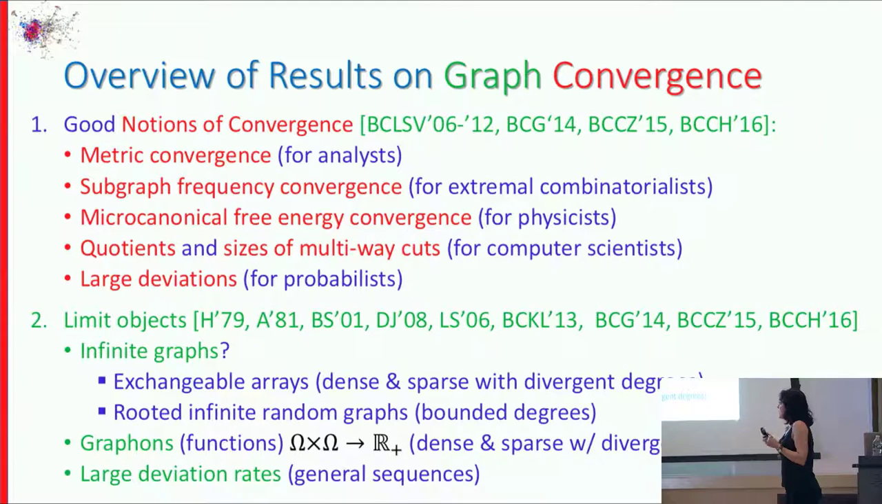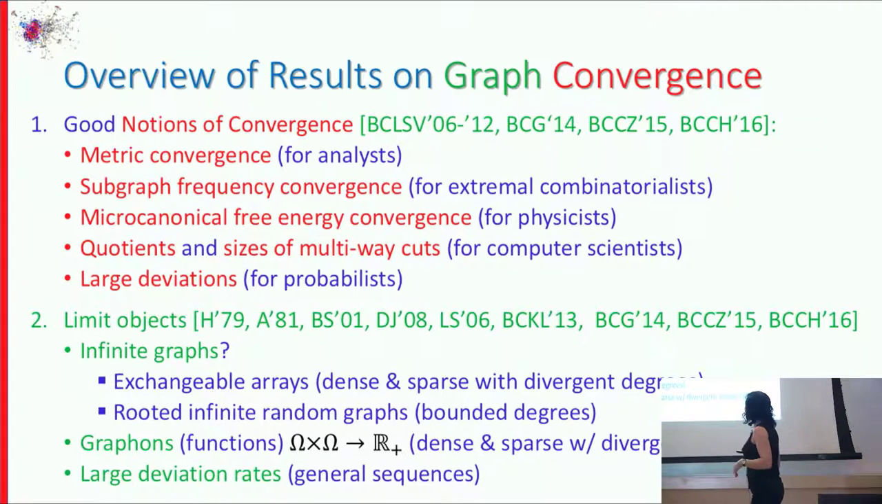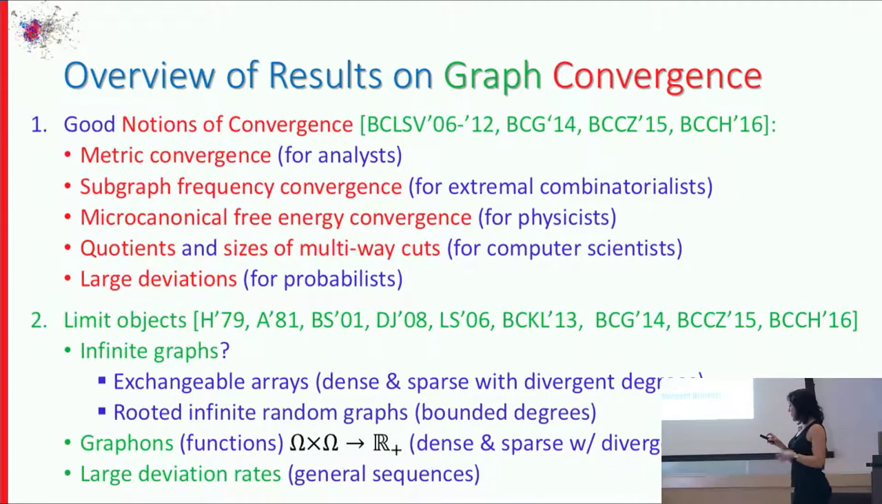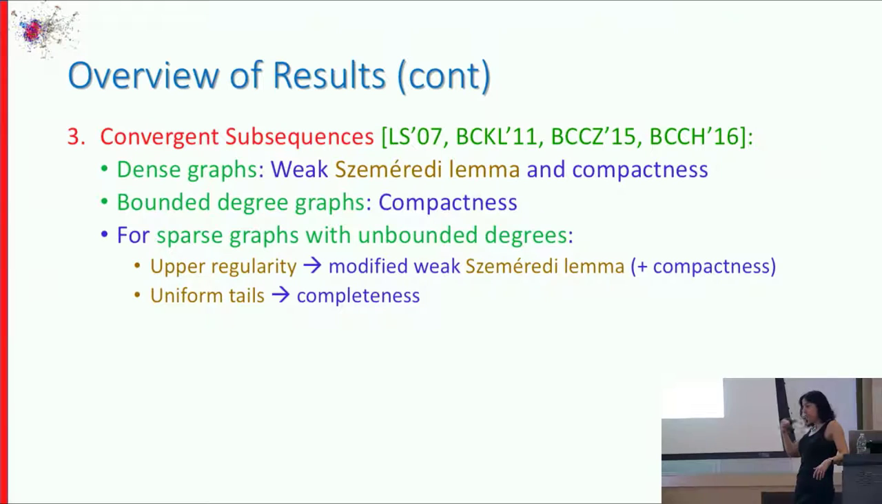Then, what is the limit object? Some of this work goes back to Aldous and Hoover around 1980, although they weren't really thinking of it in this way. Some of it goes back to Benjamini and Schramm around the year 2000. So maybe you just get an infinite graph out. Maybe you get this function W that I had on the last slide, large deviation rates, all different kinds of limiting objects. And finally, when do you find convergent subsequences? There are different conditions that will give you convergent subsequences.